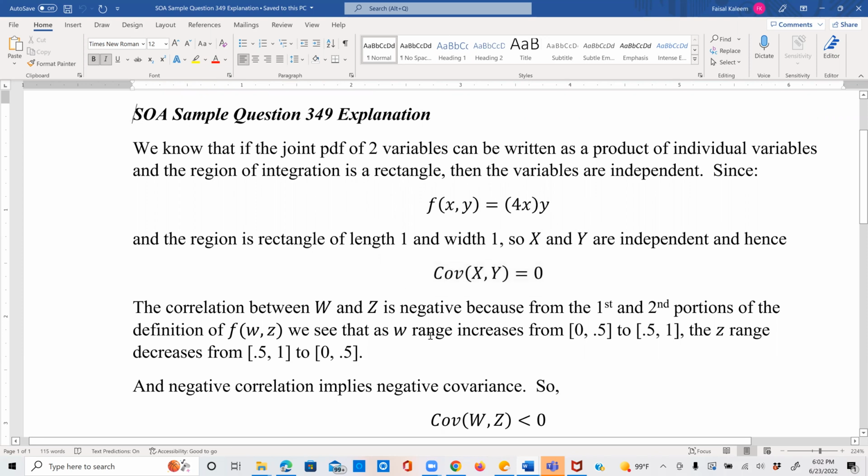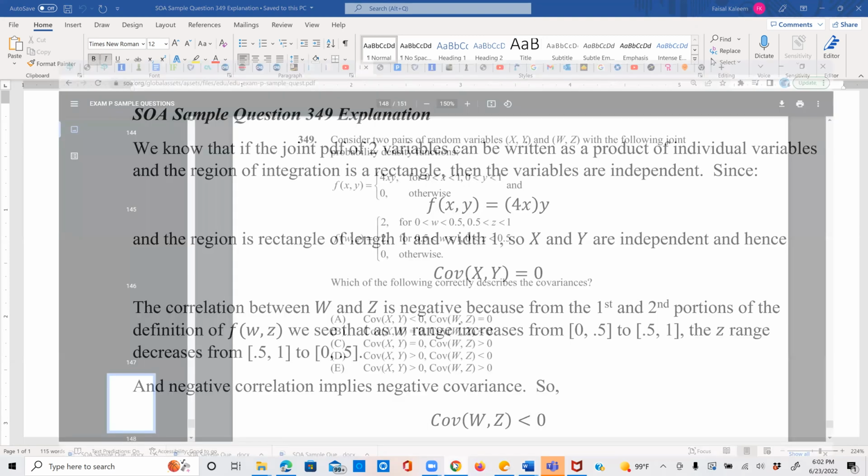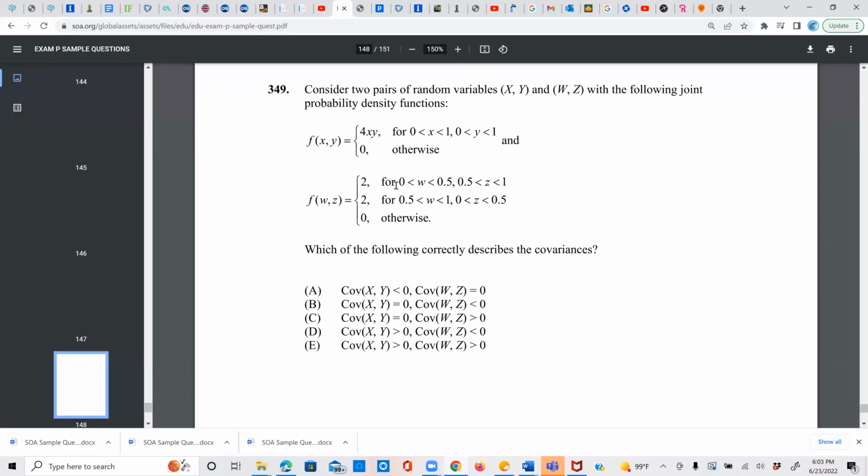And now for W and Z, we notice that, look at the first two parts. In the first part, W is from 0 to 0.5, and in the second part, it's from 0.5 to 1. So in the second part, the W range has increased. Initially, it was 0 to 0.5, and then in the second part, it's 0.5 to 1.